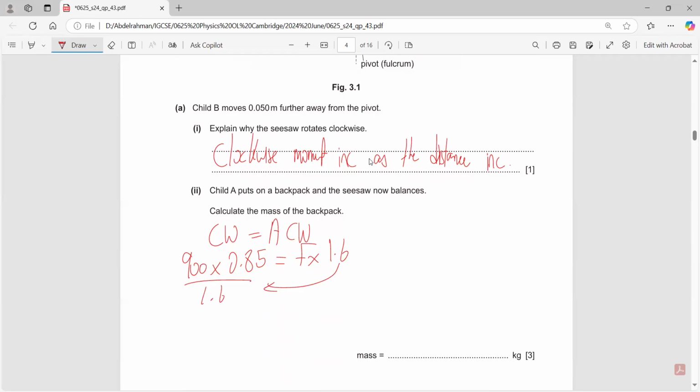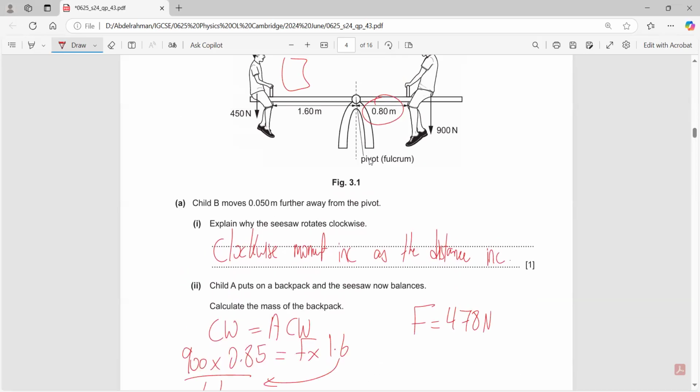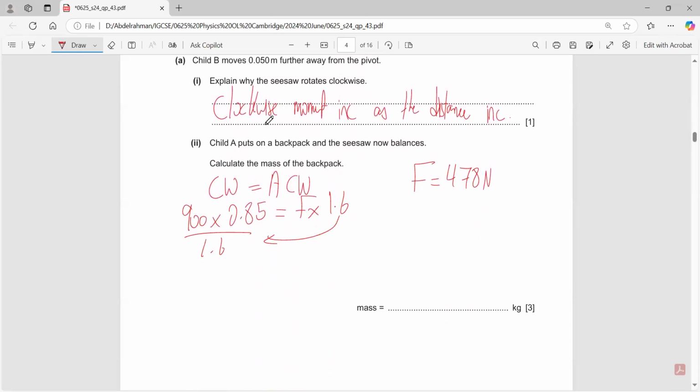900 times 0.85 divided by 1.6 is 478. So the total force is 478 newtons. Can I subtract the weight of child A? Yes, minus 450. So the weight of the backpack alone is 28 newtons.